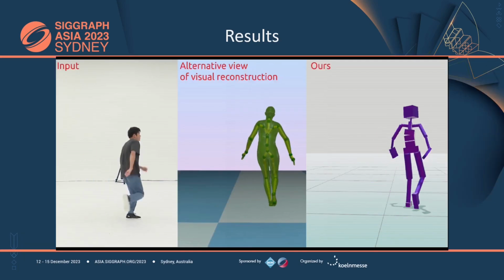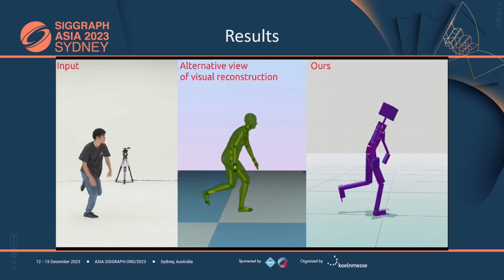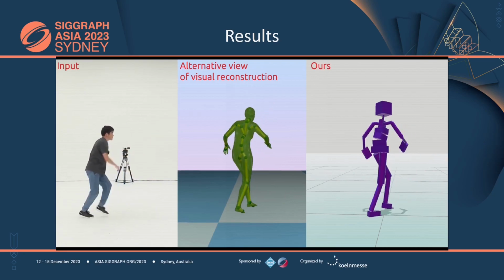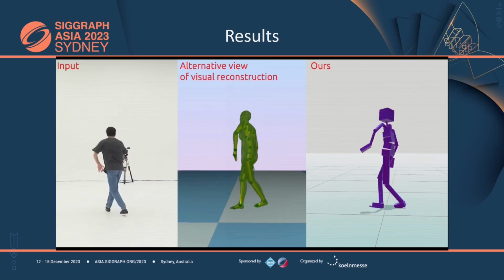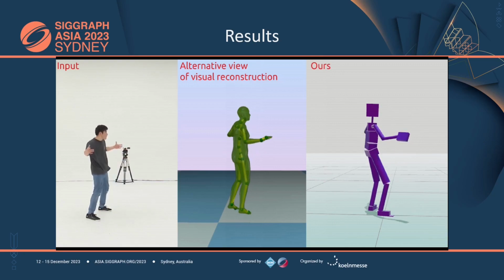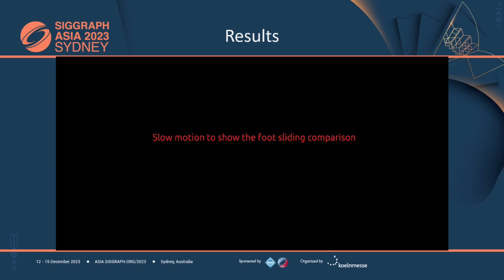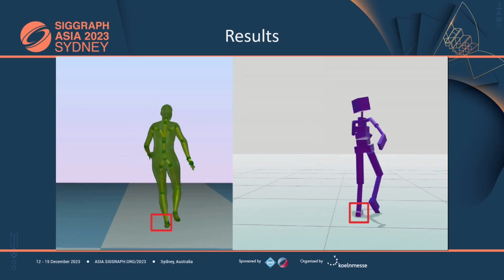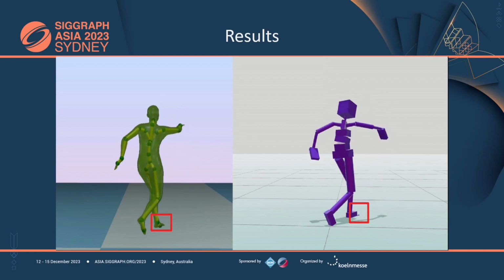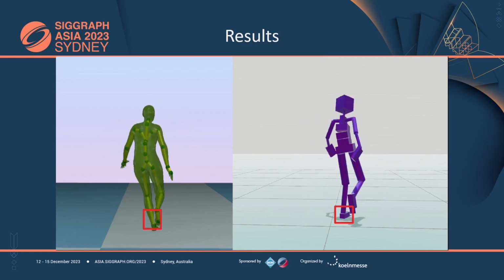We give several reconstruction examples to show how our method improves physical consistency based on the visual predictions. Left and middle videos show the input and visual predictions respectively. Our method successfully removes the foot sliding, body floating, and jittering from the visual predictions.